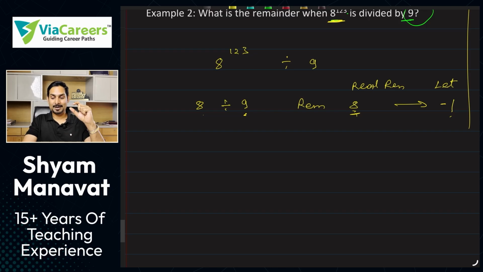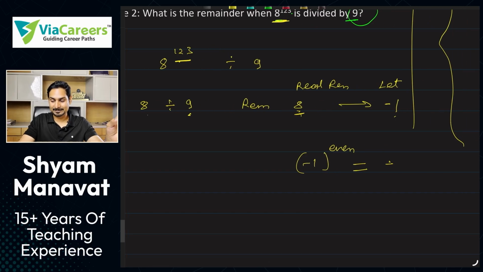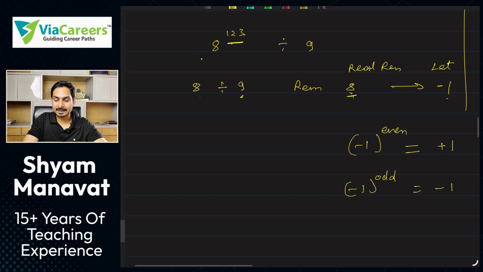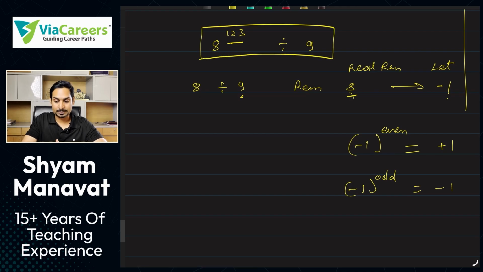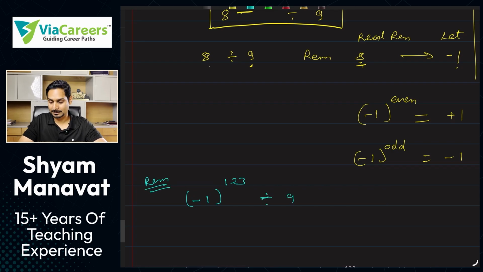you know if you have power, minus 1 to the power even, this I don't have to explain to you, right? Minus 1 to the power even is plus 1, and minus 1 to the power odd is what? Negative itself. That means minus 1, right? So if I use this negative remainder concept for this question, I can say it is minus 1 raised to 123 that can be the remainder when you divide by 9, correct?